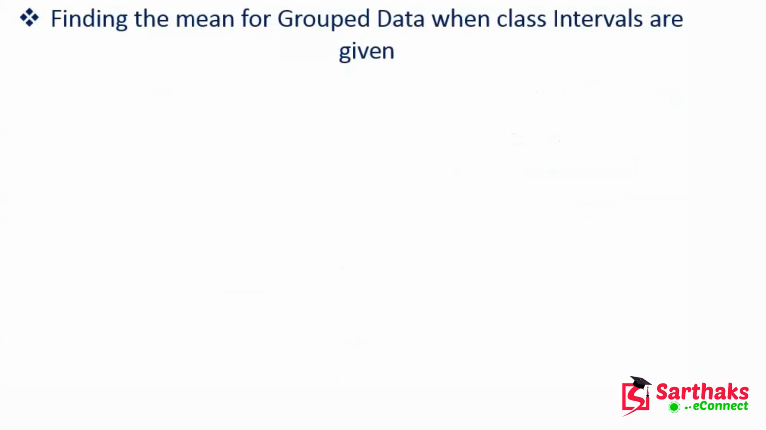Now my dear friends, we have to find the mean for grouped data when class intervals are given. In that case, first of all, we know that mean is equal to summation of xi fi upon summation of fi. So this is the formula of mean.